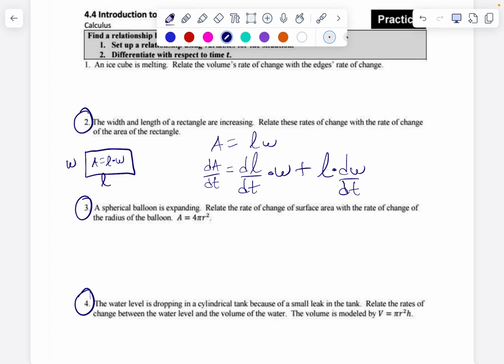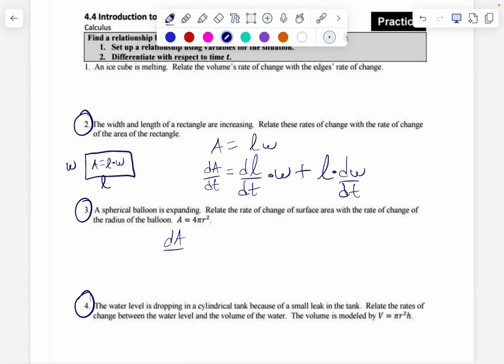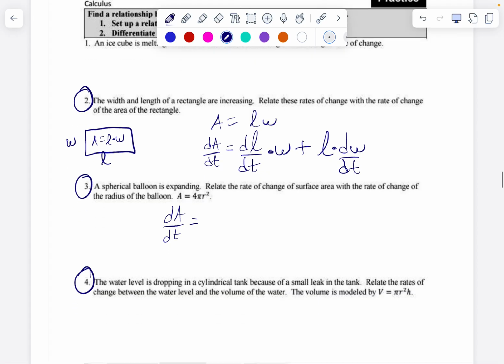All right. Spherical balloon. I'll try to get out of your way again. Relate the rate of change of surface area to the radius. So dA/dt. Oh, and here's a good reminder.